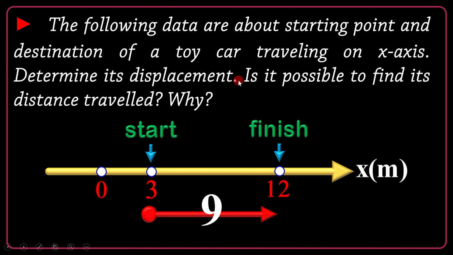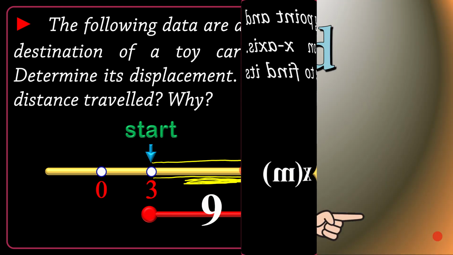Okay. Is it possible to find the distance traveled? No. Why? The reason is that you don't know anything about the trajectory. You don't know if the object goes like this, straight forward, or like this. It may have too many turning points. How do you know that? No way. So we don't know anything about the distance traveled. We just know that it has a displacement of 9 to the right.